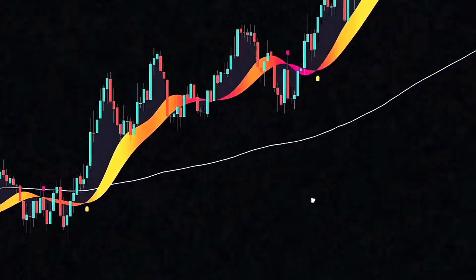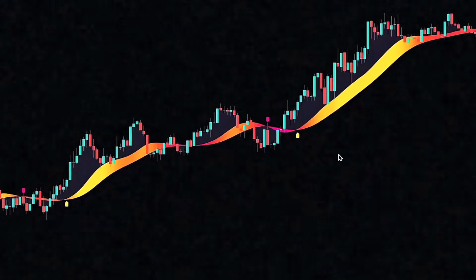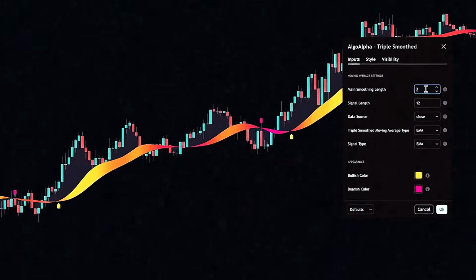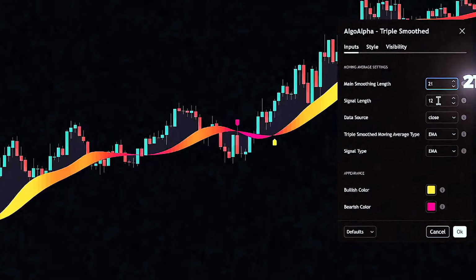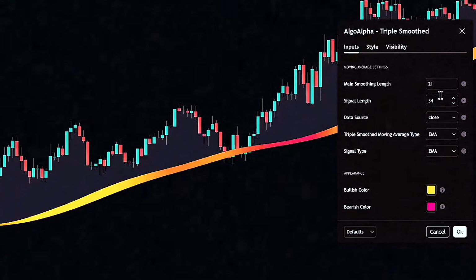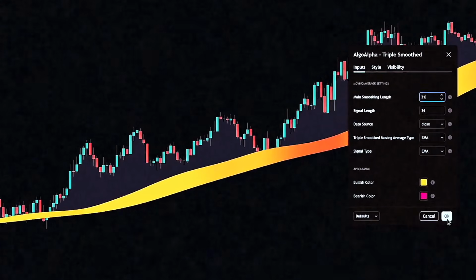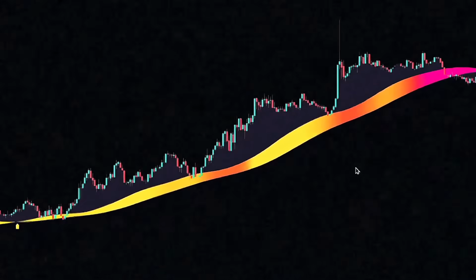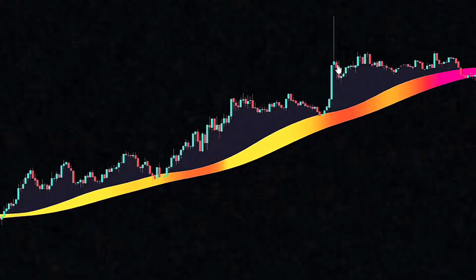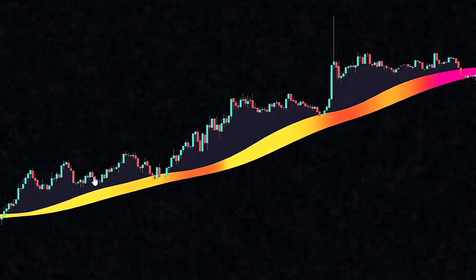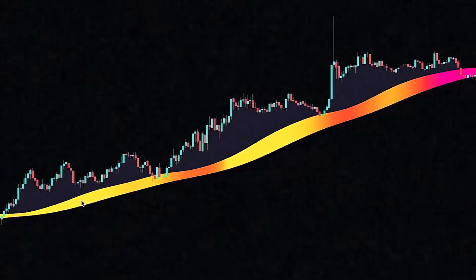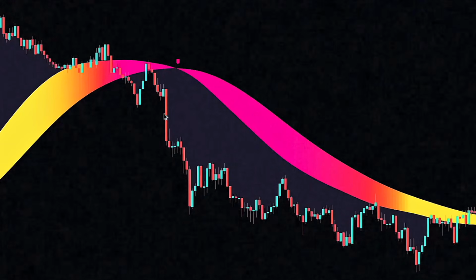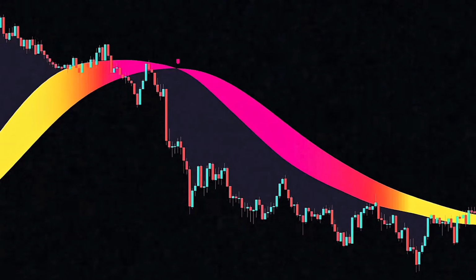Another way to use this indicator is to identify longer-term trends by adjusting the smoothing length to higher numbers. For example, you could change the main moving average length to 21 and increase the signal length accordingly. With these higher settings, the trend ribbon becomes less sensitive to minor price moves, allowing you to focus on the overall market direction. In this setup, whenever you see the price consistently trading above the trend ribbon, that indicates a more reliable bullish trend. If it's consistently trading below, that's a sign of a sustained bearish trend.